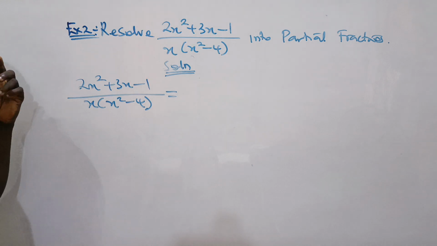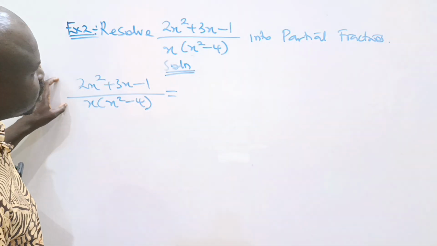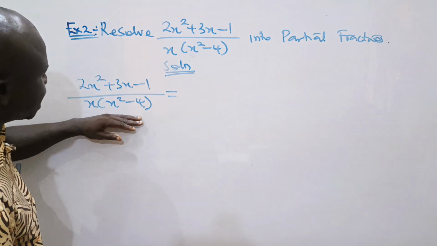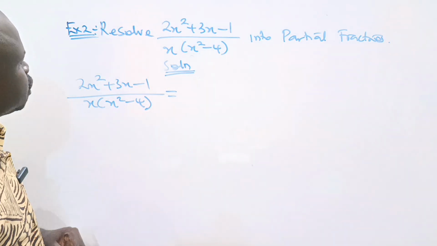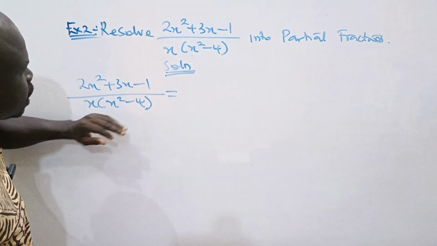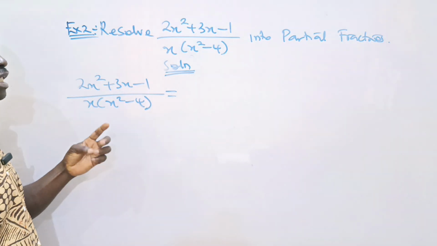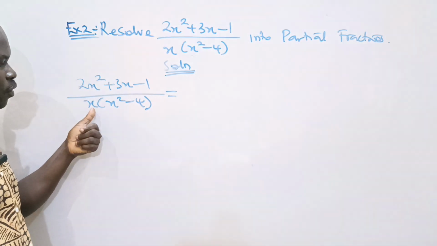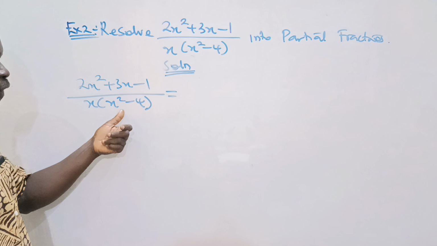As we have said earlier, if you want to resolve a compact fraction into partial fractions, you consider the denominator. It is the nature of the denominator that will determine what we are going to do. If you multiply everything out, the denominator will be x cubed. That simply means there are three factors at the denominator. One, x is a factor. Then x squared minus 4 will be two factors.